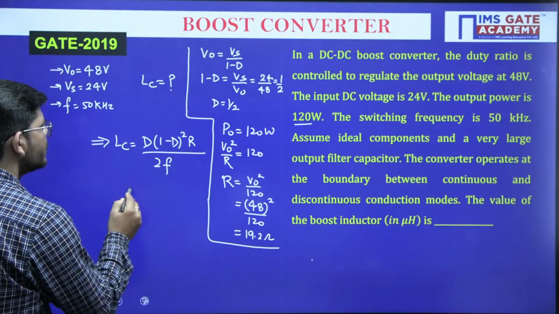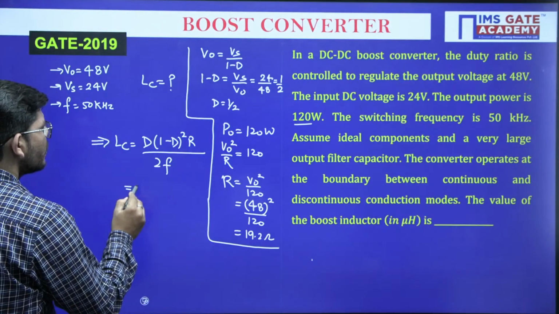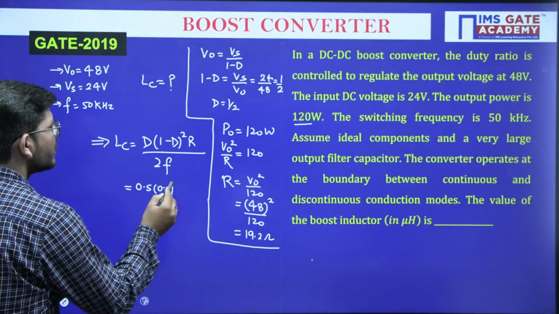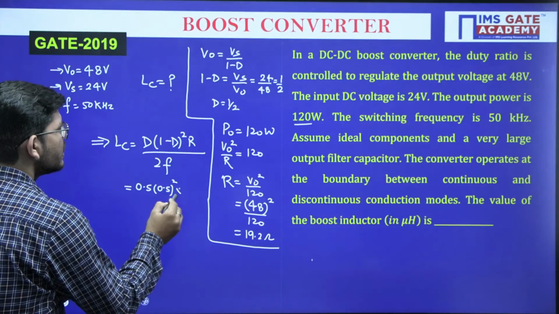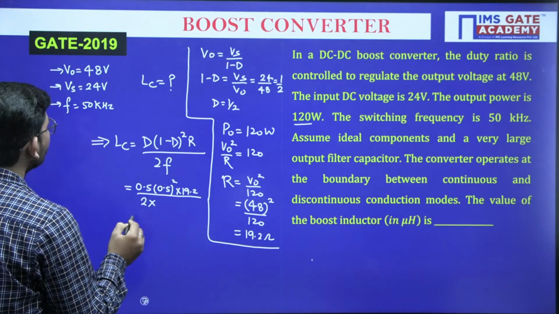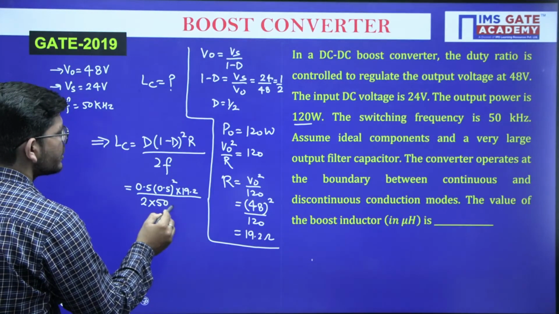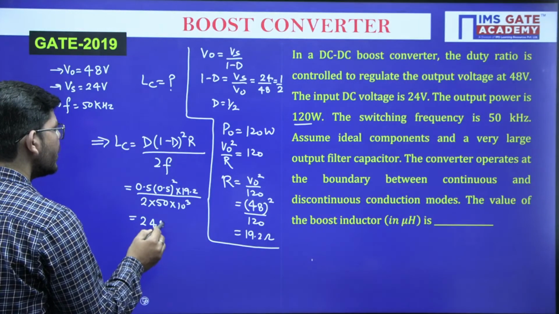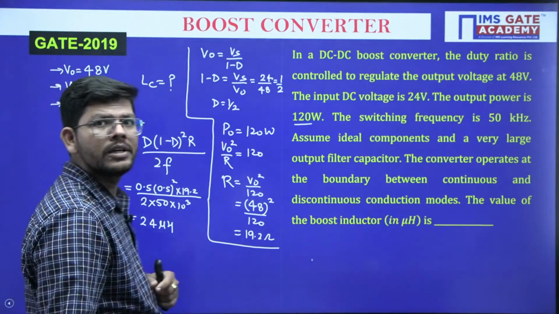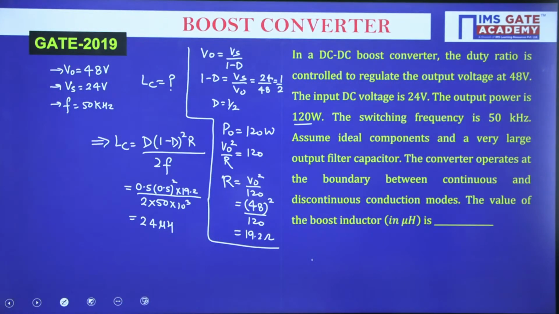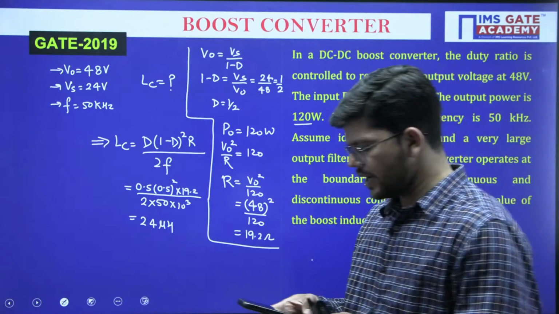Now come back in this formula. D is 0.5. 1 minus D will also be 0.5. Square into R is 19.2 divided by frequency. Frequency that we have is 50 kilohertz. How much is going to be the answer? I think 24 microhenry. Is it correct? 24 microhenry. Will it be the answer?